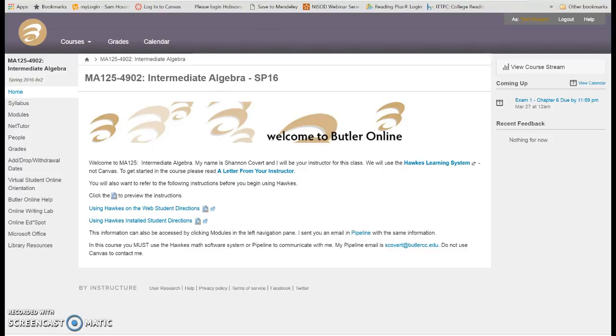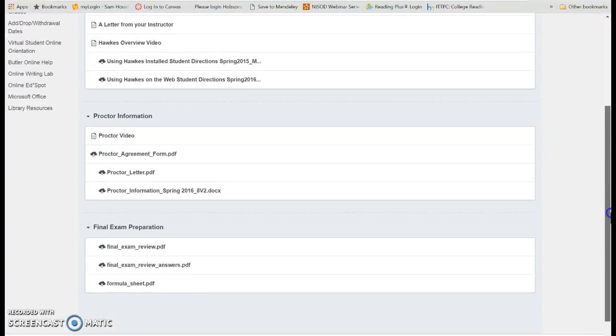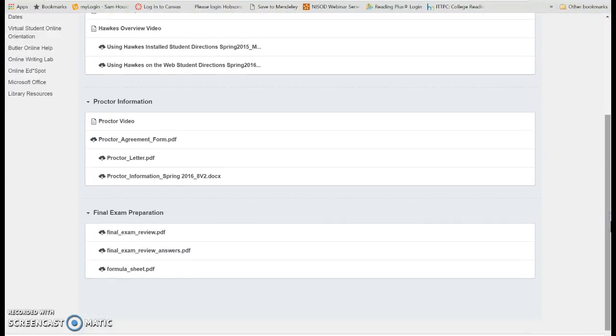So again, I'm here in our Canvas shell, and I'm going to click over here on the left hand side where it says modules, and I'm going to scroll down to the module that says final exam preparation. You'll notice there's three documents here. We have the final exam review. That's the actual final exam review document that has the problems that are going to be similar to what you see on your final exam. You have your final exam review answers, so this gives you the answers to the questions that are on the final exam review. And then you have a formula sheet, and this formula sheet's important.